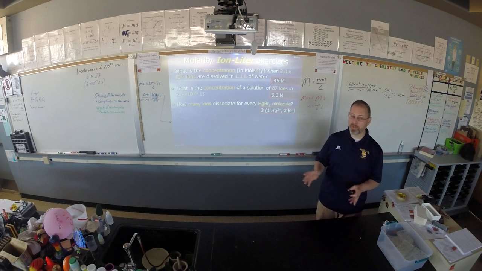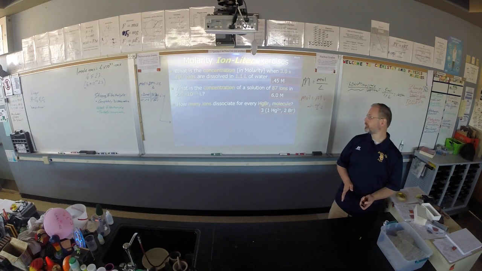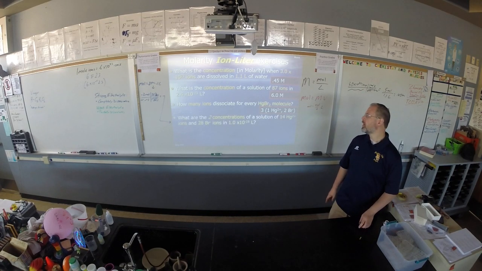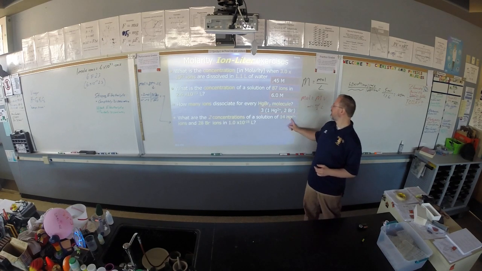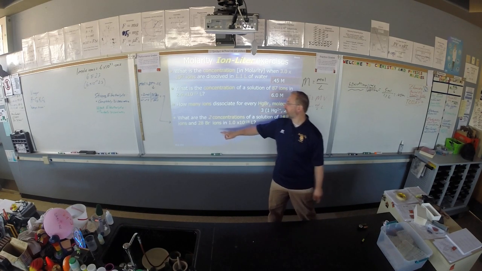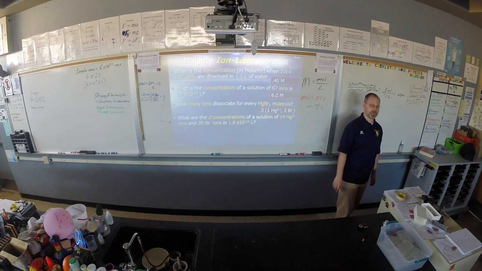Using what you've learned so far today, I need you to answer these 2 questions. Actually, it's 1 question, 2 parts. What are the 2 concentrations of a solution of 14 mercury 2 plus ions and 28 bromine ions in 1 times 10 to the -16 liters of water?